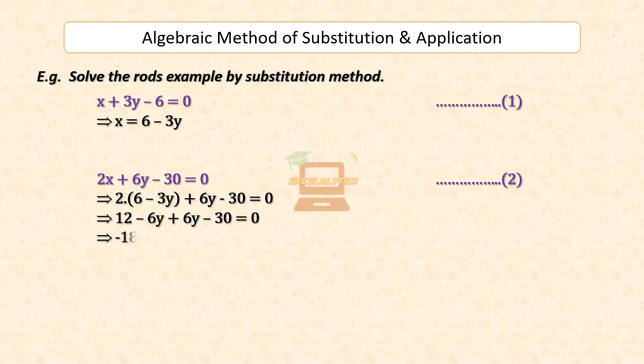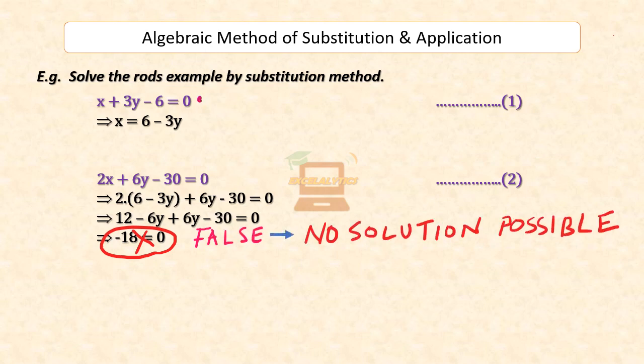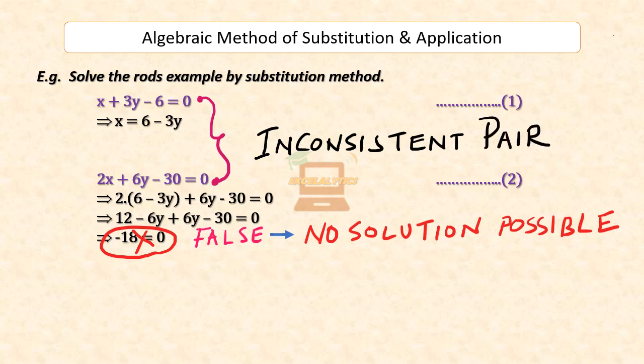This implies minus 18 equals 0. This is a false statement. Hence, the equations do not have a common solution. So the two rods will not cross each other.